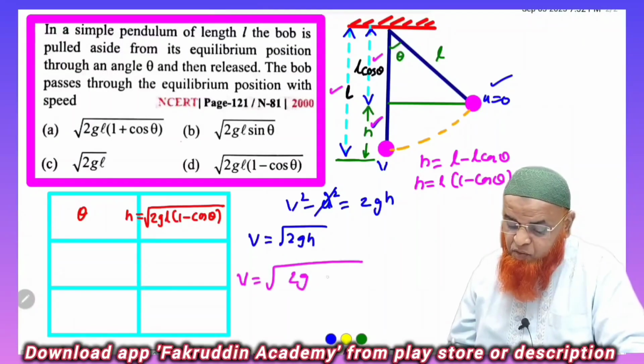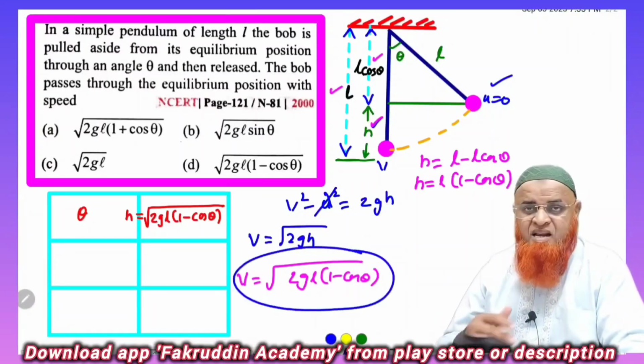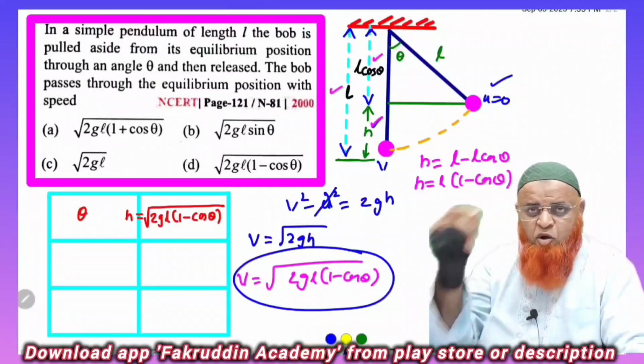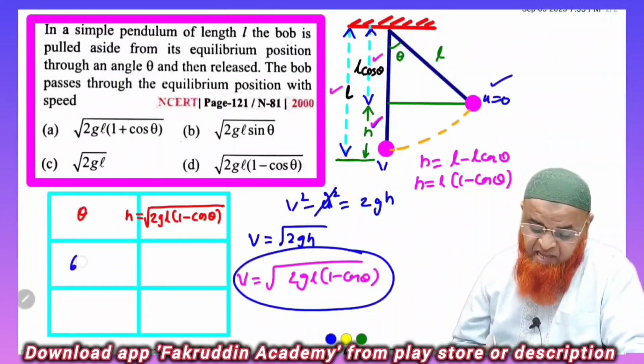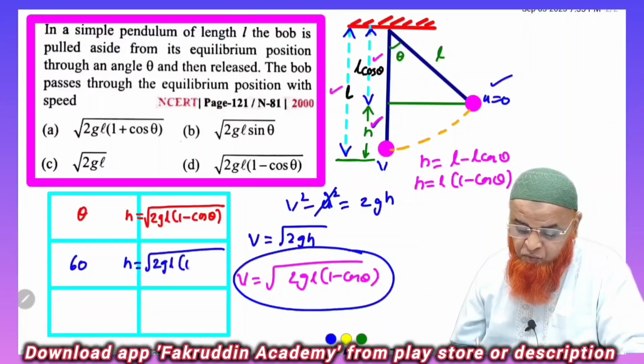That is v is equal to square root of 2gh. h means L into 1 minus cos theta. So this can be taken as a shortcut formula, and in some other questions they may ask, if a pendulum is dropped from 60 degrees, what happens? That means you have to consider theta is equal to 60 degrees, and you can find v is equal to square root of 2gL into 1 minus cos 60.